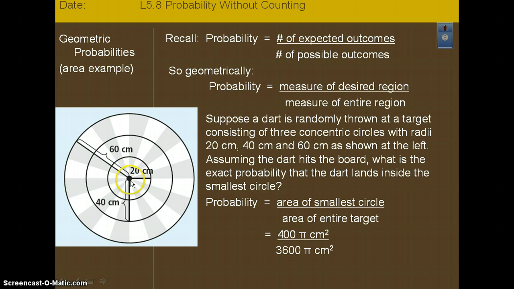3,600 pi centimeters squared comes from 60 times 60 with our pi. If we divide that out, 1/9 is our exact answer, or really, if we wanted to go percentage-wise, we do have to estimate here, we would come up with about 11%.